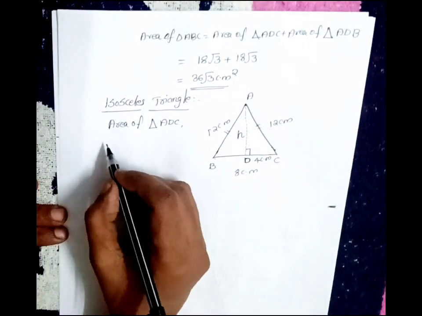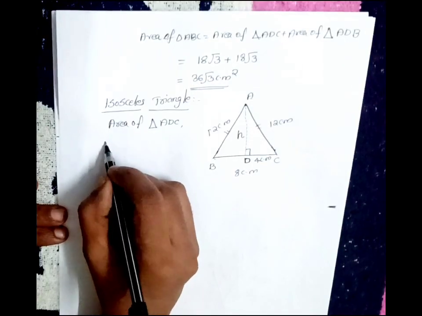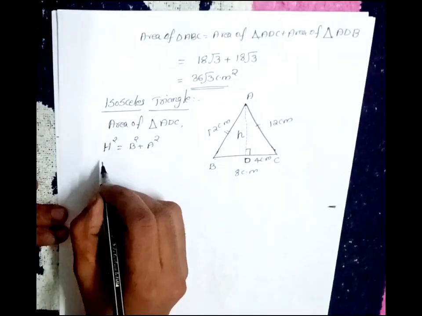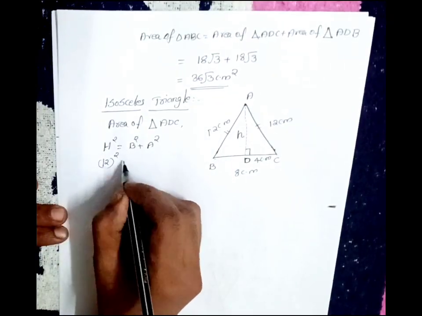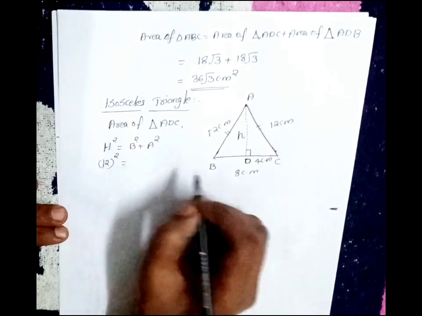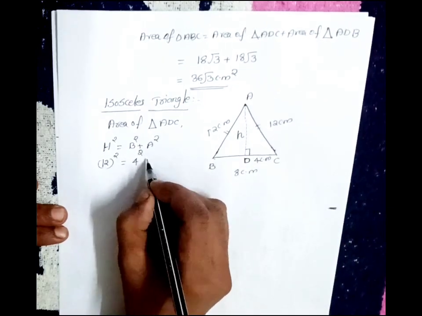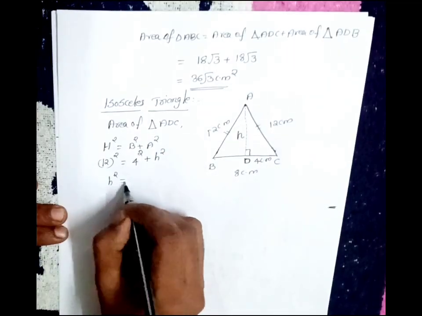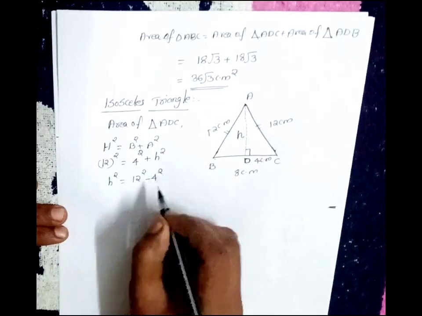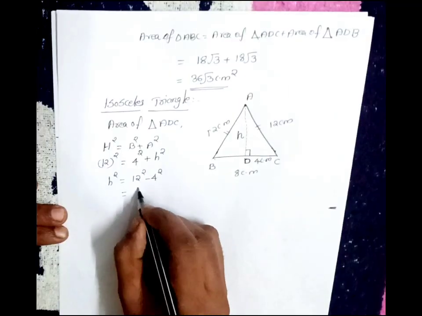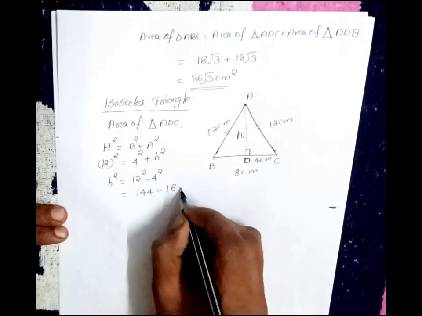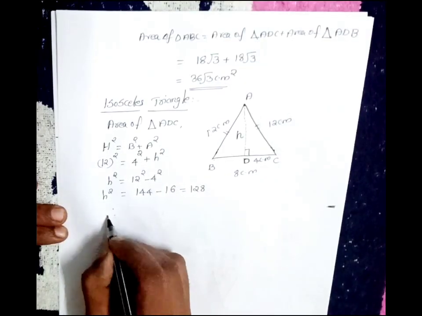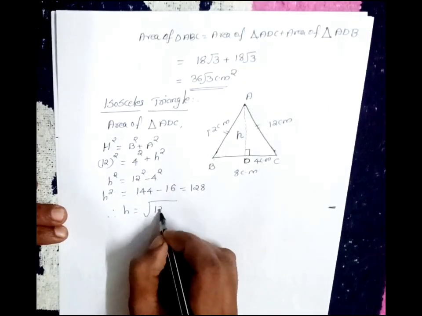By the Pythagorean theorem, we know that in the case of a right angled triangle, hypotenuse square is equal to base square plus altitude square. Now here hypotenuse is 12, therefore 12 square is equal to base DC, 4 square, plus altitude, taken as h, therefore h square. Therefore h square is equal to 12 square minus 4 square, that's equal to 144 minus 16, that is equal to 128. H square is equal to 128, therefore h is equal to root of 128.